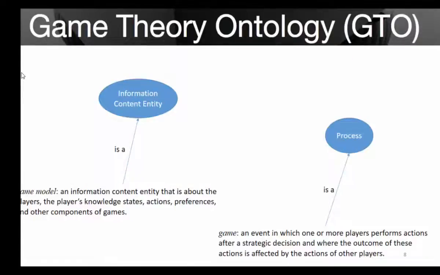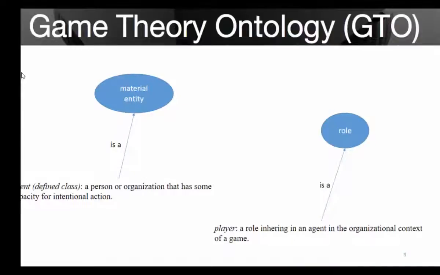A major distinction that is not as often made in the literature is between what I'm calling game models, which are information about the players' knowledge states, actions, preferences, and other components of games, and games themselves, which are real events that take place in the real world and involve people playing games. So we could have real games that are satisfactions of certain descriptions of them multiple times. And we could also just be interested in the formal quality of these abstractions independently of the real events. So making this distinction seems like an incredibly important one that's not often made in some of the literature.